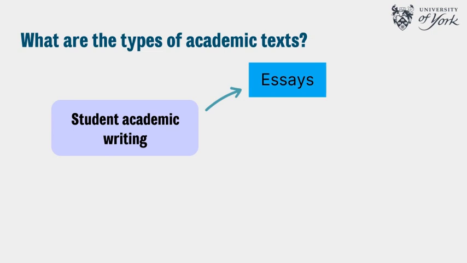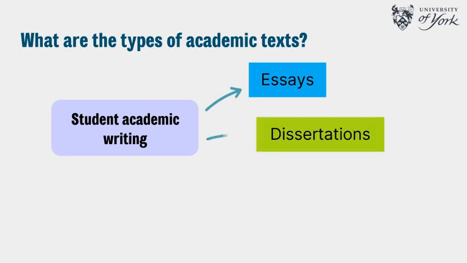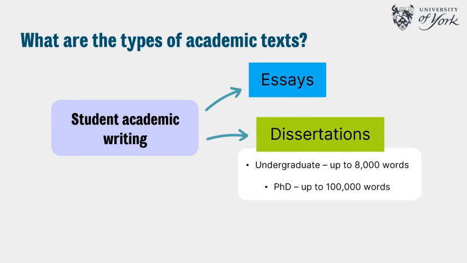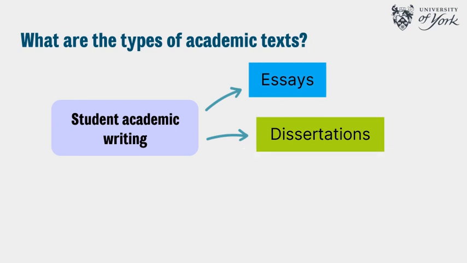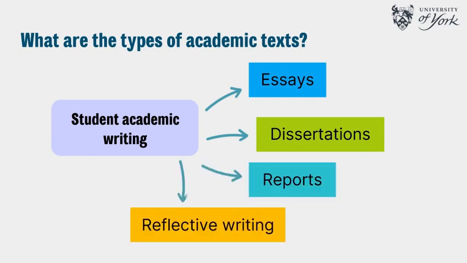Another form of student academic writing are dissertations. These are extended pieces of work that present original research on a particular topic. They can vary in length, with undergraduate dissertations up to 8,000 words and PhD theses up to 100,000. Other forms of student academic writing include reports, reflective writing pieces, and written exams.